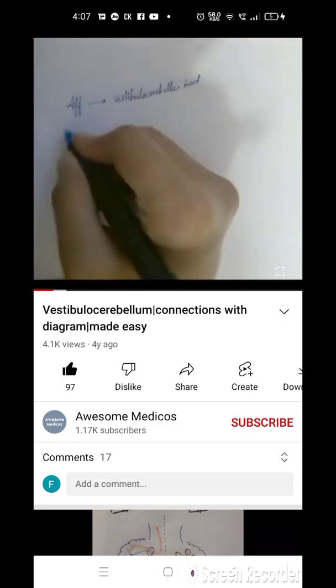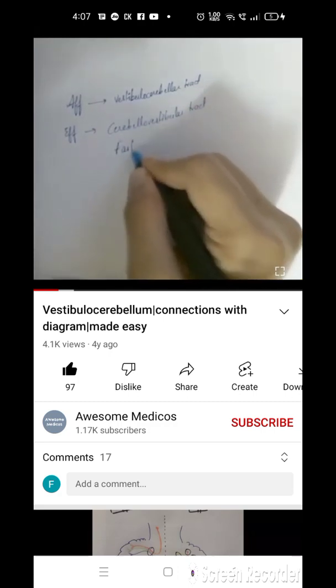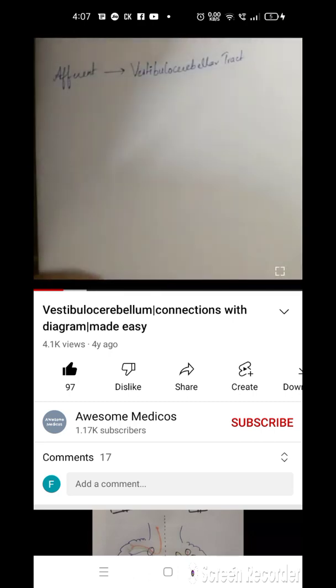The efferent tract is vestibulocerebellar tract, and the efferent tracts are, the first one is the reverse of this, cerebellovestibular tract, and the next one is fastigiobulbar tract. We'll try to simplify this by making a flow chart, and then we'll see the diagram. So let's see now the efferent tract.